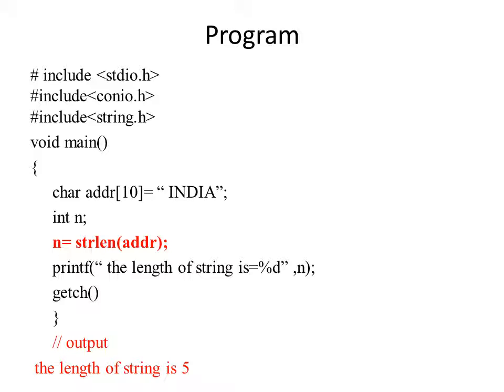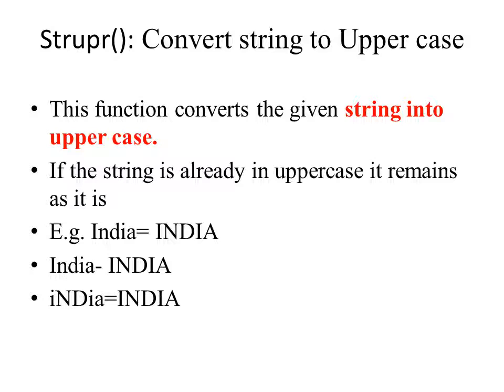When this line is executed, the compiler knows that it has to measure the length of the string whose name is address, and that count should be stored into the variable n, and that variable is going to be printed with the help of a printf function. So the output expected from the execution of this program is that the string is nothing but India. It consists of 5 alphabets, so the length of the string is 5.